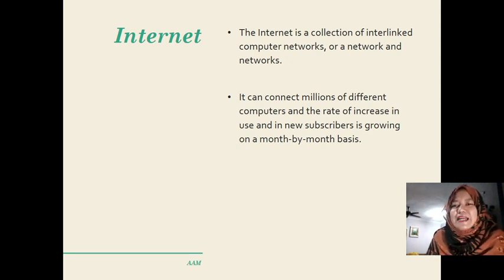The internet is a collection of interlinked computer networks, or a network of networks. It can connect millions of different computers, and the rate of growth in use and in new subscribers is growing on a month by month basis.